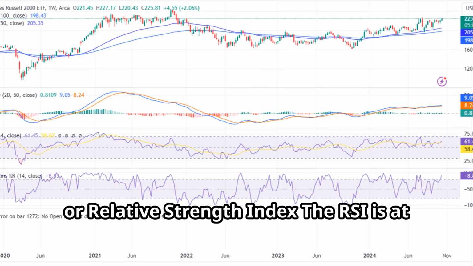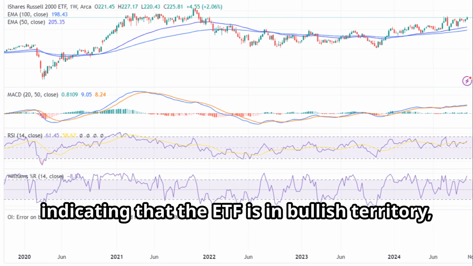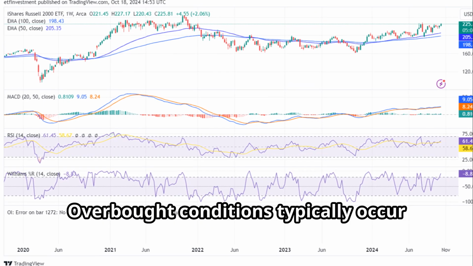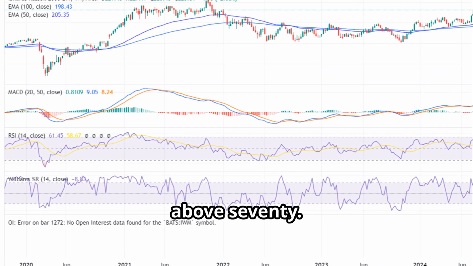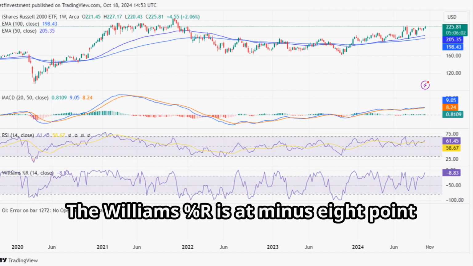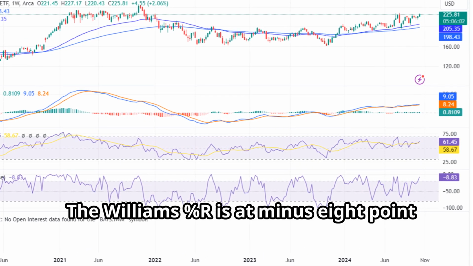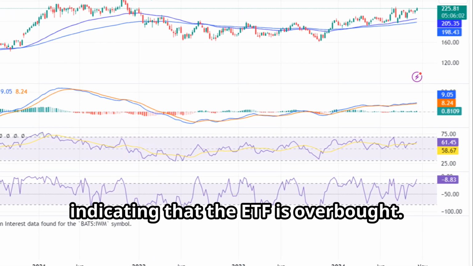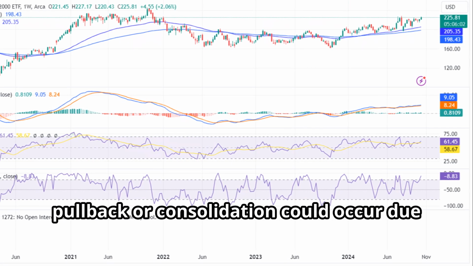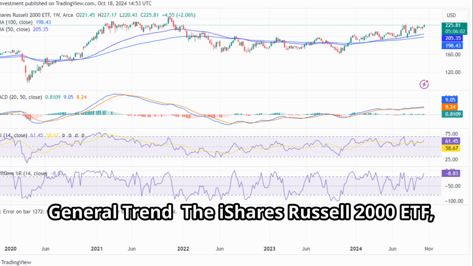RSI, or Relative Strength Index. The RSI is at 61.45, indicating that the ETF is in bullish territory, but not yet overbought. Overbought conditions typically occur above 70. This suggests moderate buying pressure with room for further gains. The Williams %R is at minus 8.83, indicating that the ETF is overbought. This signals that a potential short-term pullback or consolidation could occur due to high buying pressure.